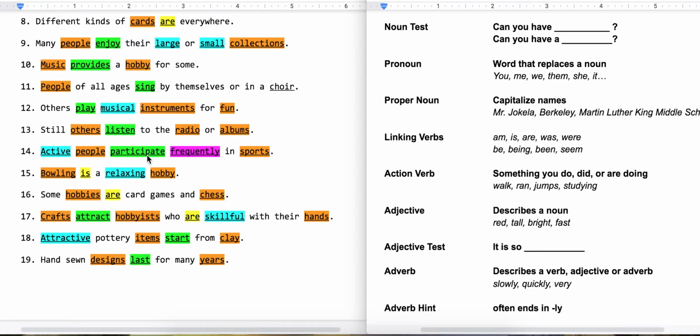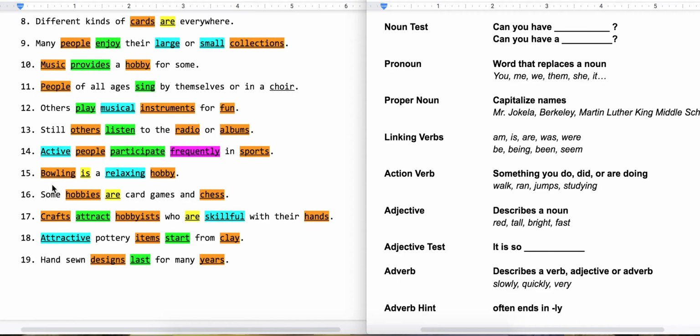Participate. This is a tricky one. This is a verb. It's something you do. You participate. Frequently is describing how they participate. They participate frequently, a lot. So it's an adverb, and you'll notice it ends in ly. Sports. Can you have sports? Yes, schools have sports.